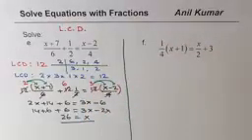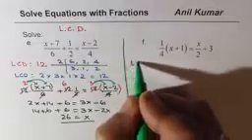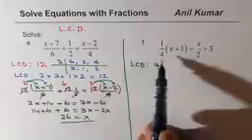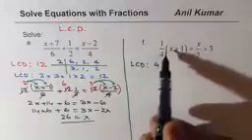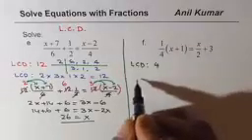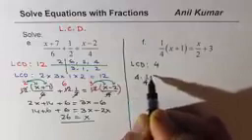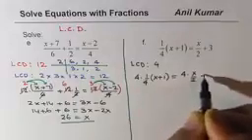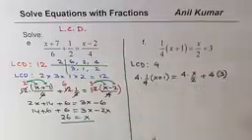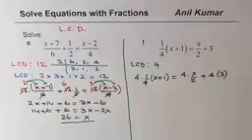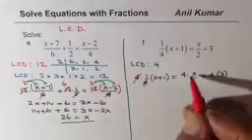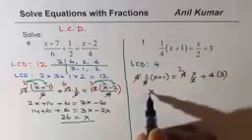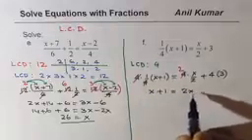Now let's do the next one. So here, what is the lowest common denominator? 4 and 2, it is 4, right? Since 4 is a multiple of 2. So we'll multiply everything by 4. So what do we get? We get 4 times 1 over 4 times (x plus 1) equals 4 times x over 2 plus 4 times 3. So here 4 and 4 cancel. In this case we get 2 times, here it is 4 times. So when you open the bracket, you get x plus 1 equals 2x plus 12.